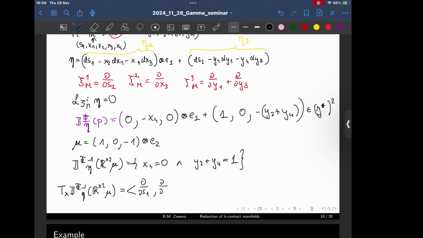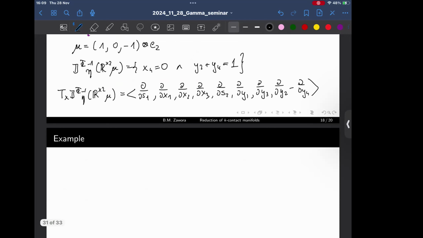d over ds1, d over dx1, d over dx2, d over dx3. Yeah, without x4, and we have d over ds2, d over dy1, d over dy3, and d over dy2 minus d over dy4. Yeah.